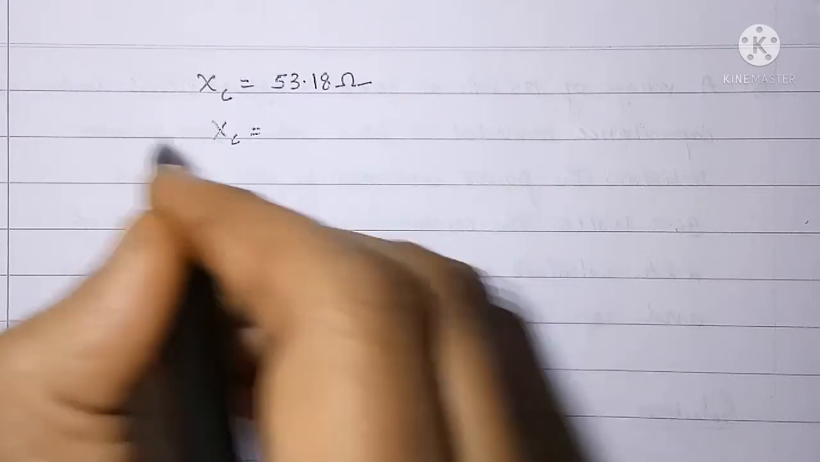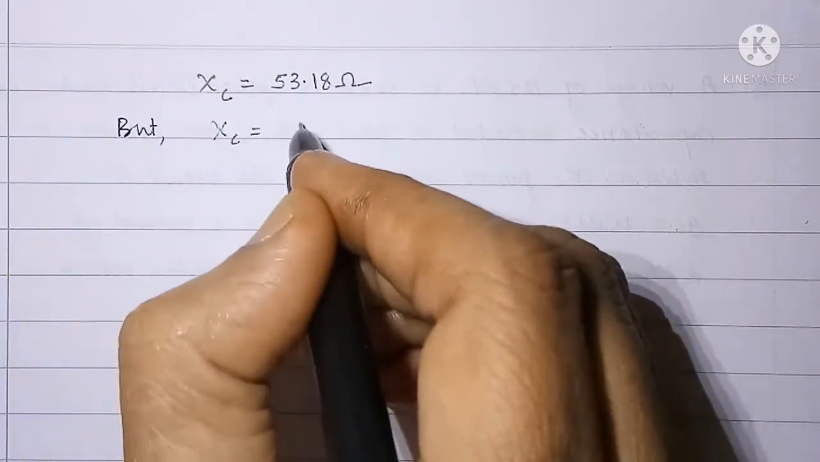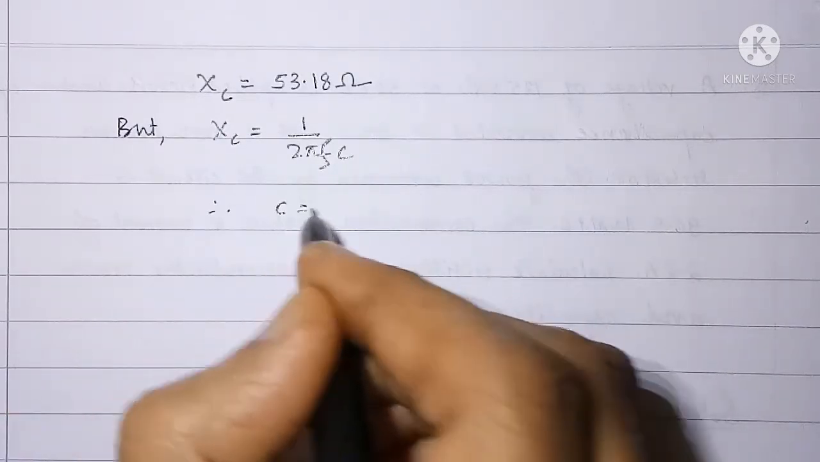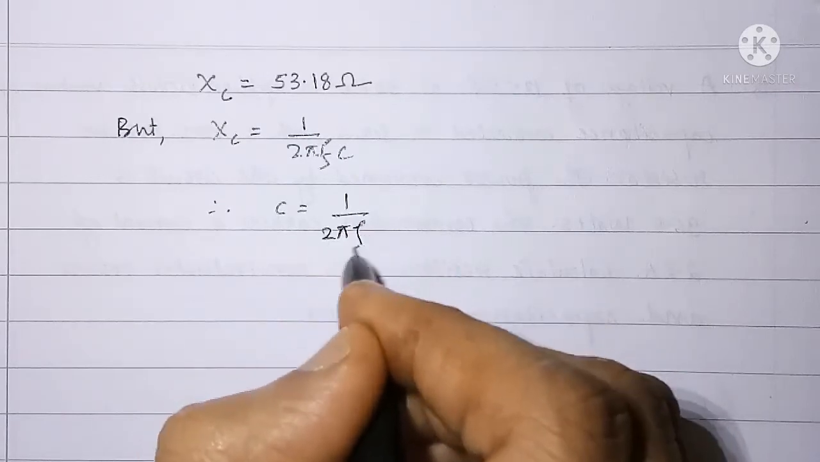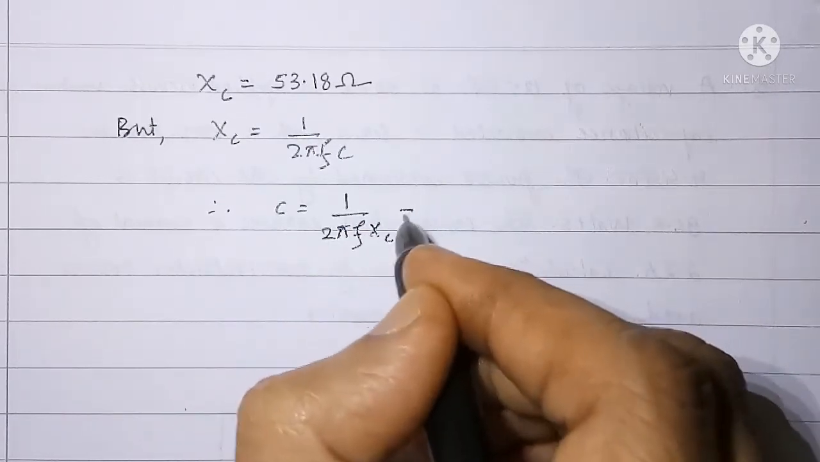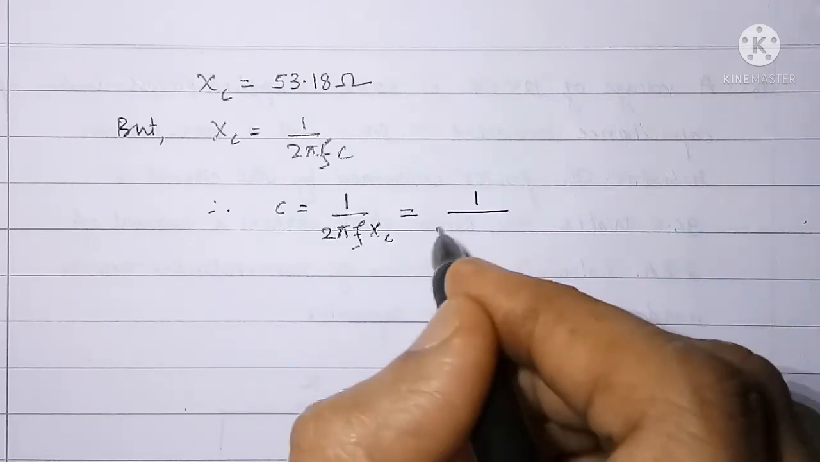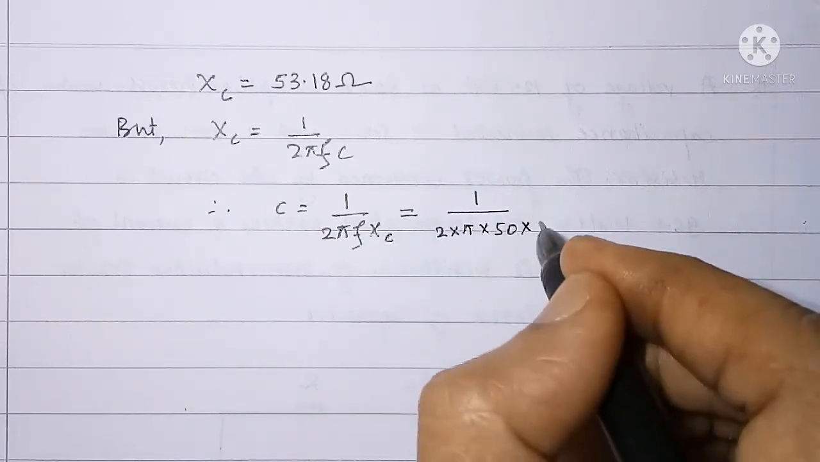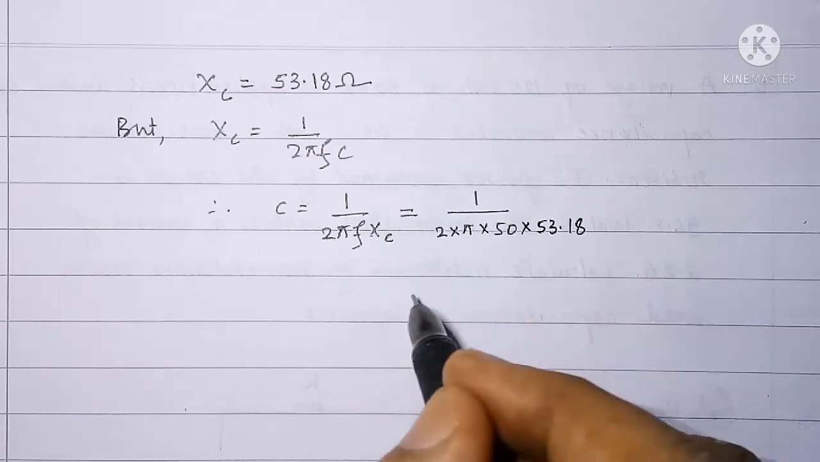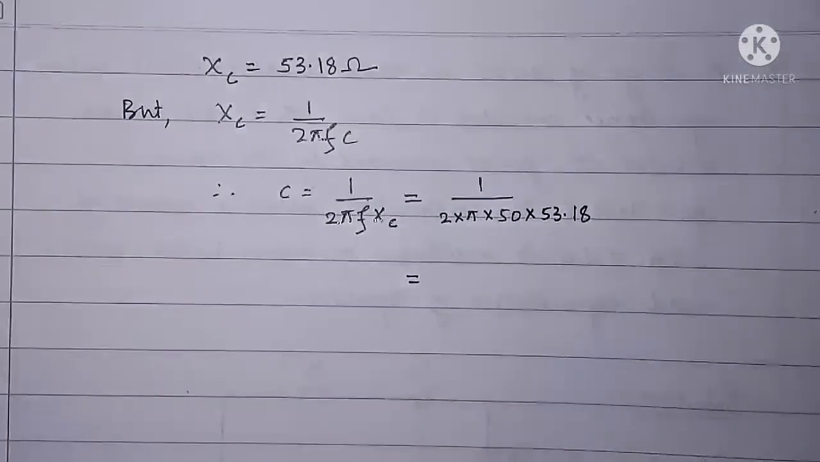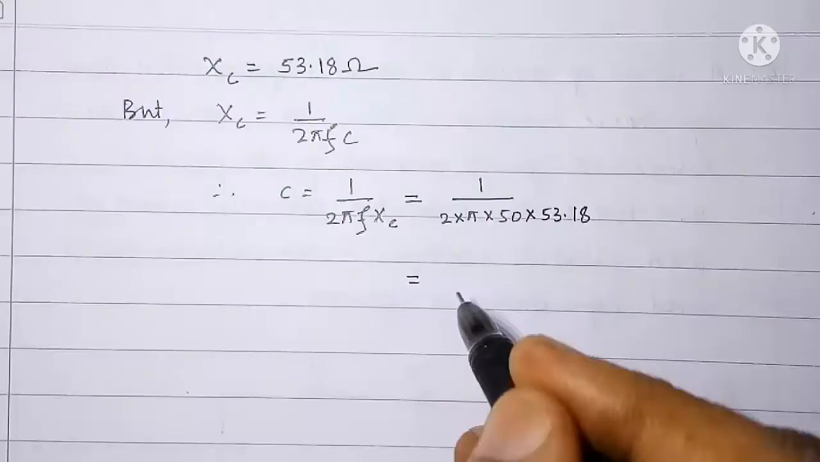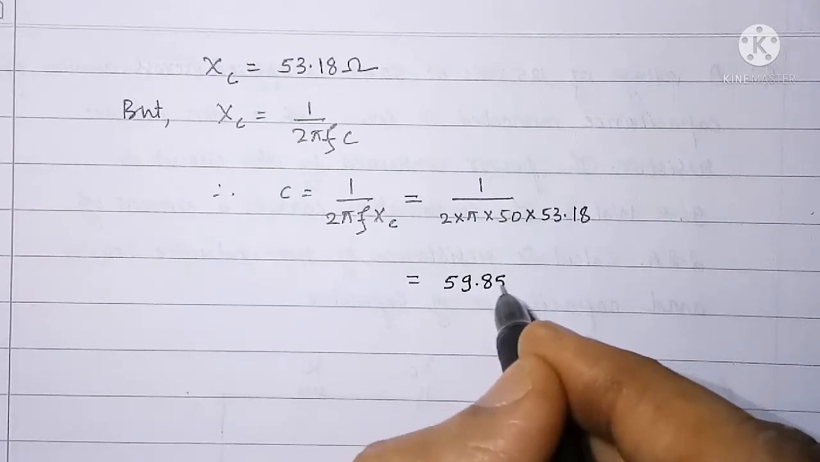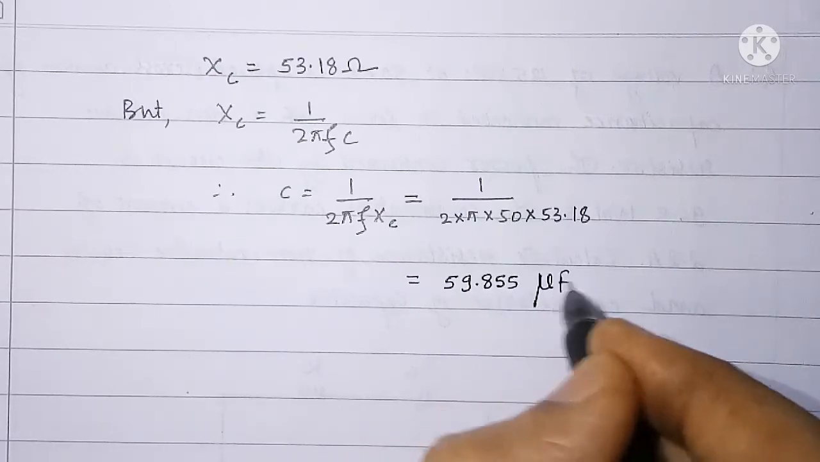but XC is equal to 1 by 2 pi Fc. Therefore, C will be equal to 1 by 2 pi F into Xc, that is equal to 1 by 2 into pi into 50 into 53.18 farads. On simplification we get 59.855 microfarad.